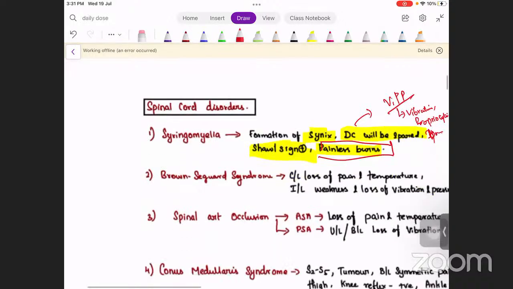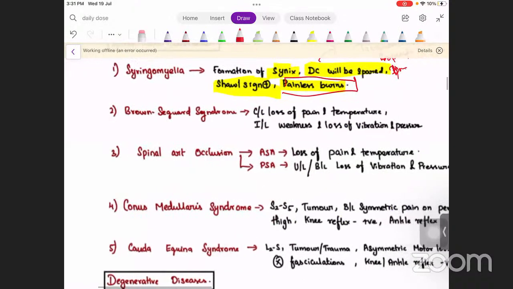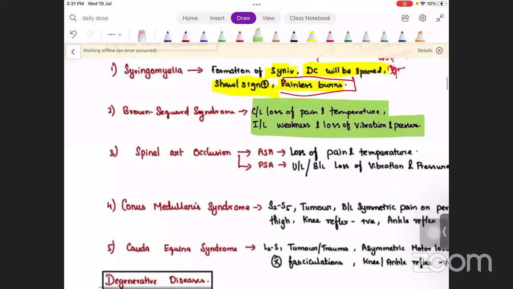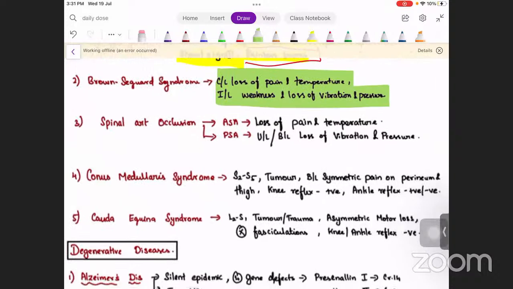Then you have Brown-Sequard syndrome. There is a contralateral loss of pain and temperature, and ipsilateral weakness and loss of vibration and pressure. Then spinal artery occlusion: anterior spinal artery occlusion could result in loss of pain and temperature. Posterior spinal artery occlusion could result in unilateral or bilateral loss of vibration and pressure.